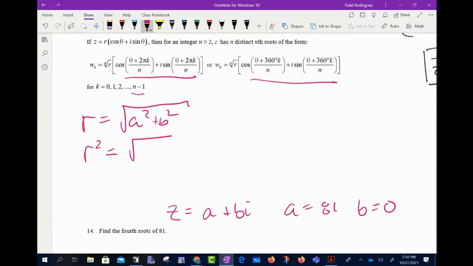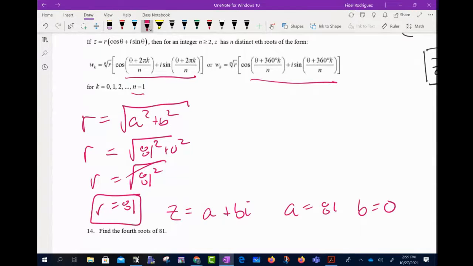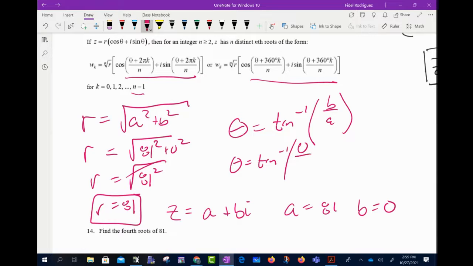So r is going to be equal to the square root of 81 squared plus 0 squared. Not r squared, but just r. So r is equal to the square root of 81 squared. Isn't it just 81? And let's see if we can find our angle theta. Remember what we said theta is equal to. Theta is the tangent inverse of B divided by A. We know that B is 0, so 0 divided by 81 is still 0.